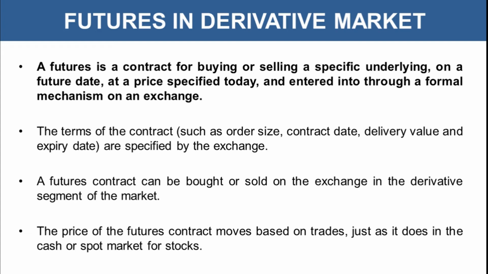Here, what happens is that you make predictions about the future prices of a particular share, and to cover up the risk, you try to make a contract at the present period of time. So let's understand this with an example.